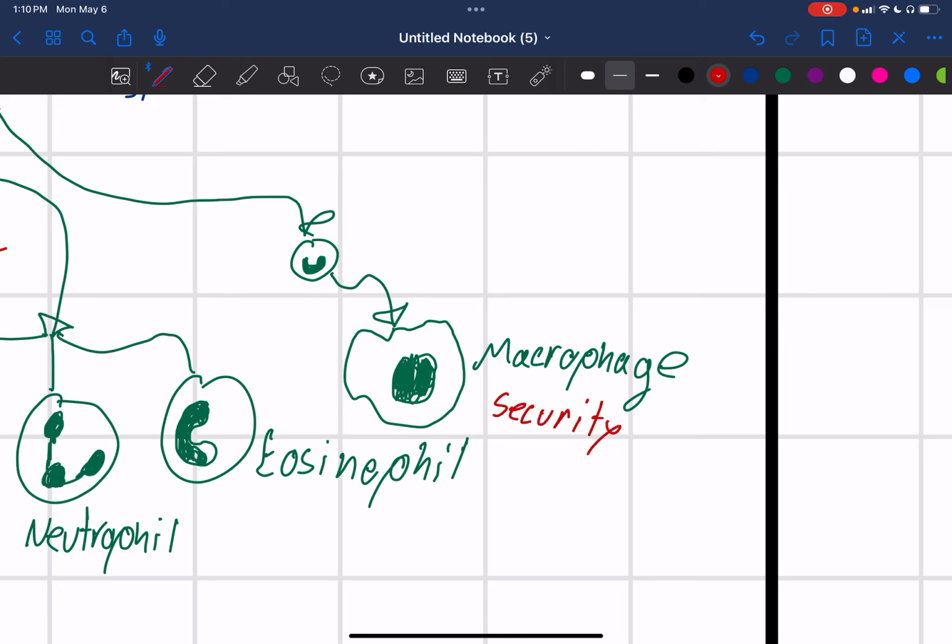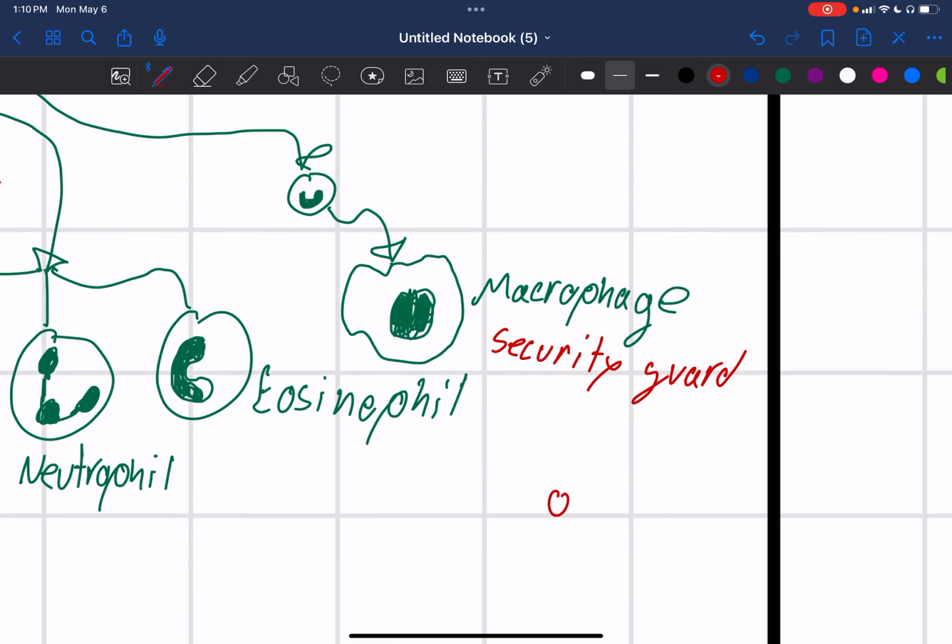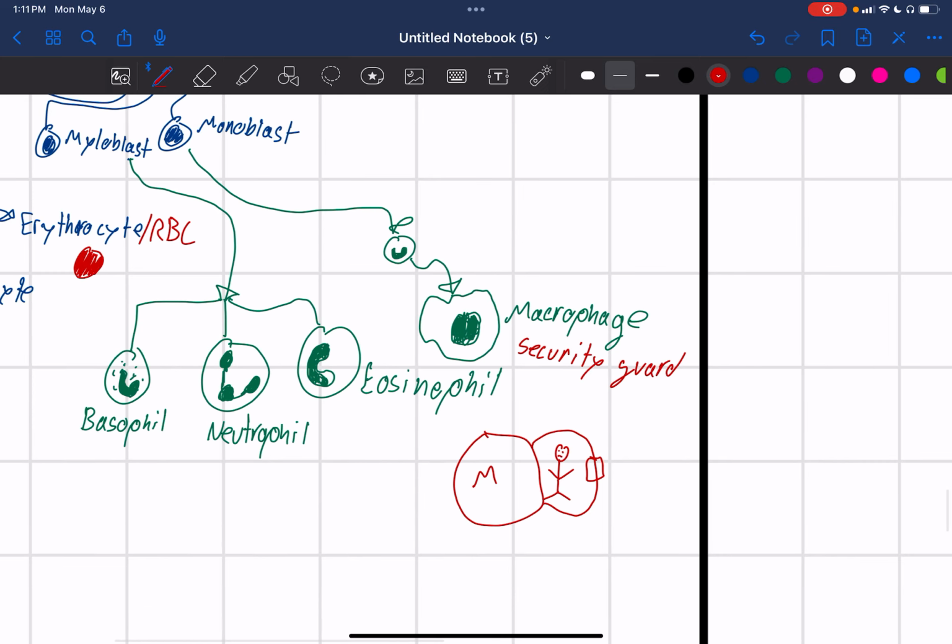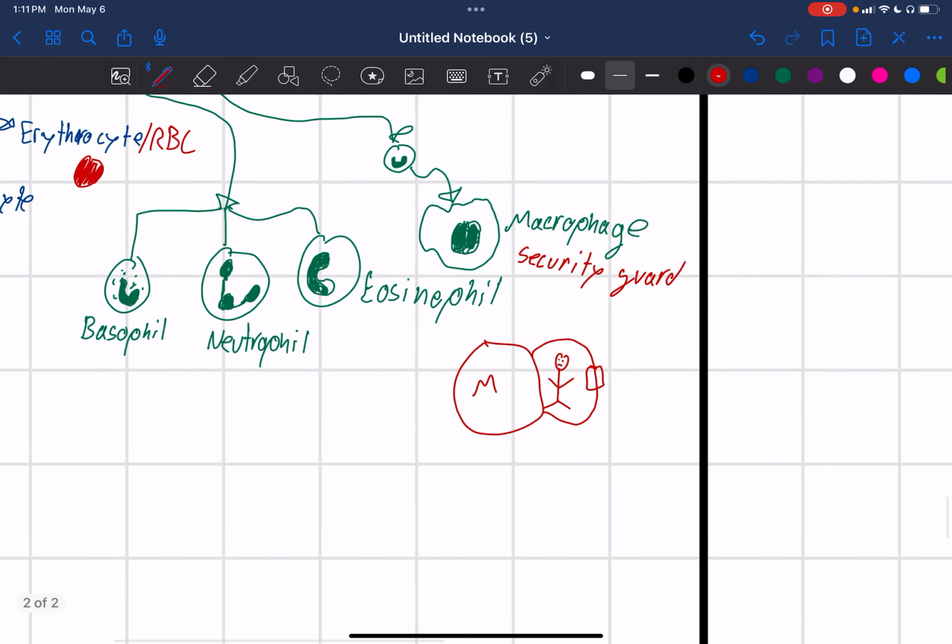Security guard, right? So the macrophage, essentially what it does is, when there's a bad person doing something they're not supposed to do, the macrophage is going to lock the person and put them under arrest, right? Macrophage. It's going to put them under arrest, and it's going to consume them, and it's going to present them to the security's office.